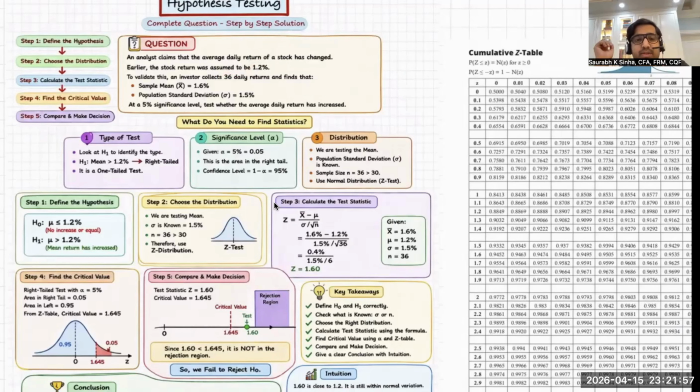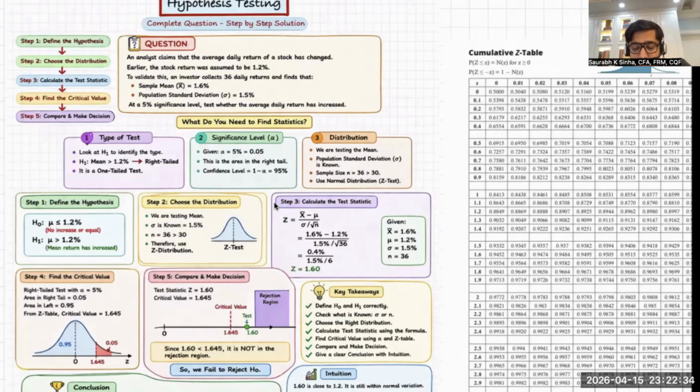So let's read the question. An analyst claims that the average daily return of a stock has changed. Earlier, the stock return historically was assumed to be 1.2%. To validate this, an investor collects 36 daily returns and finds that the sample mean is 1.6% and the population standard deviation is 1.5%. At a 5% significance level, test whether the average daily return has increased or not.